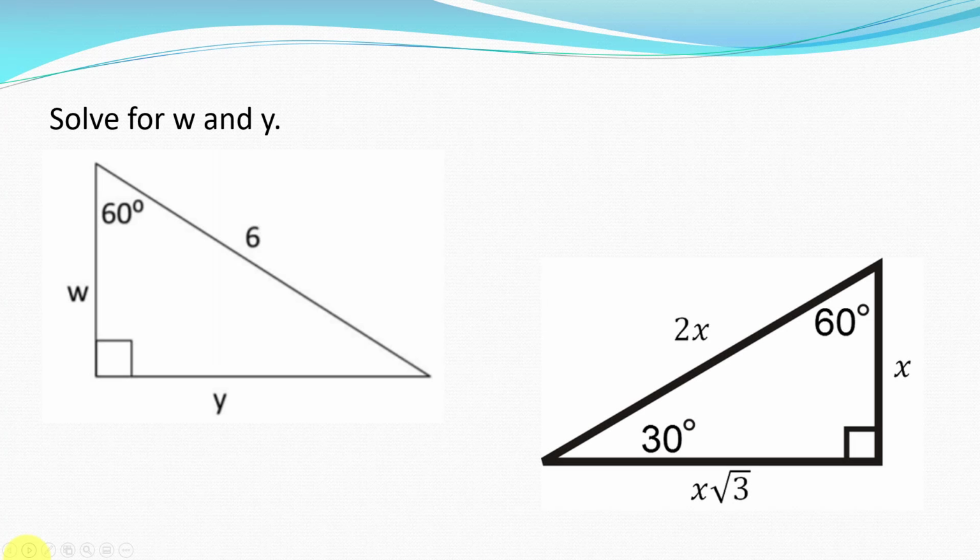All right. Here, again, the hypotenuse is 6, so that equals 2 x's. So that means the short side is going to be 1x, so that's 3. And that means the long side is going to be 3 square root 3.